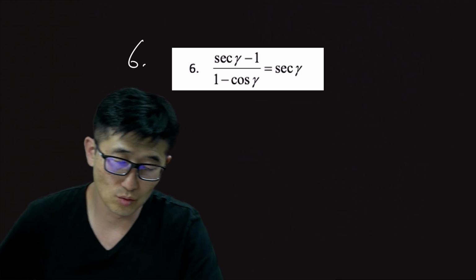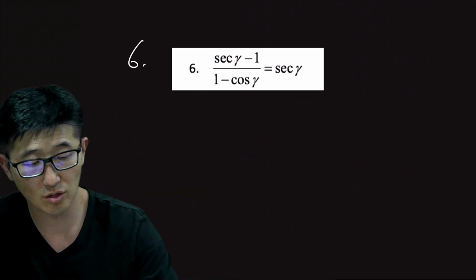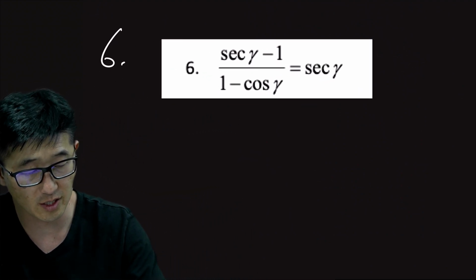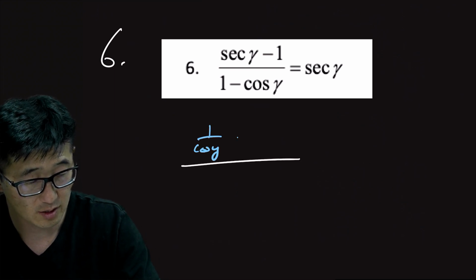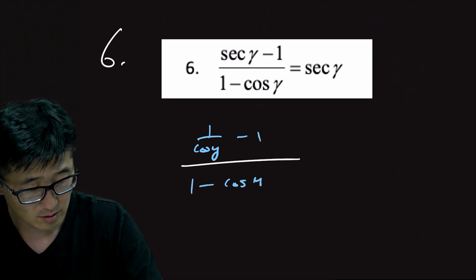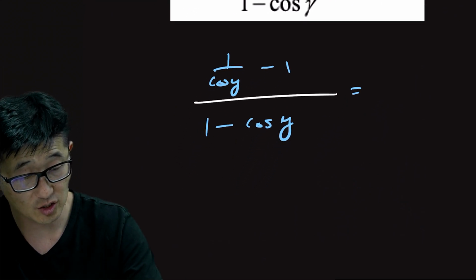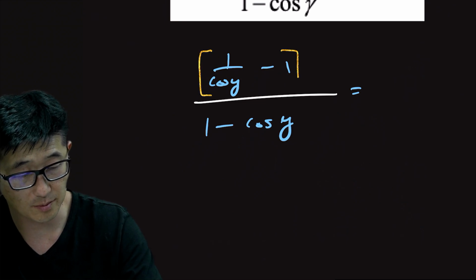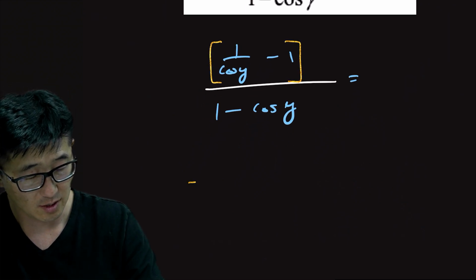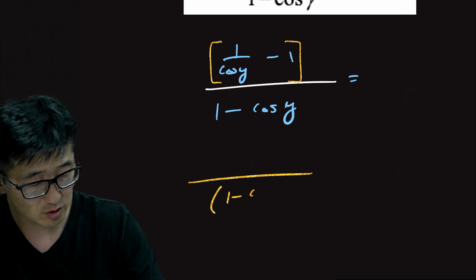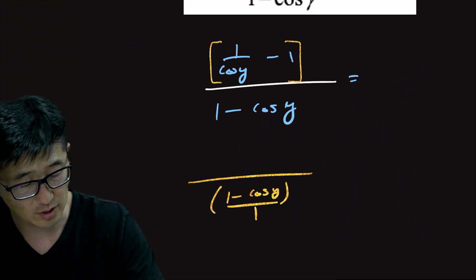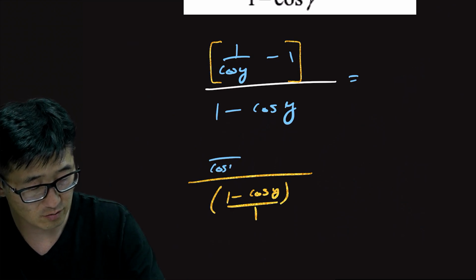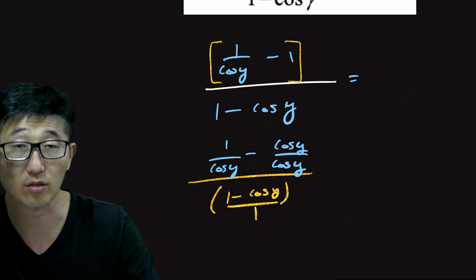Okay, so this guy. Obviously we're going to work from left to right. Secant will become 1 over cosine of y. And it's a complex fraction, so basically take the top, get common denominator. The denominator is going to be 1 minus cosine of y over 1, right? The numerator is going to look like this. Cosine of y over cosine of y. Can you see that?